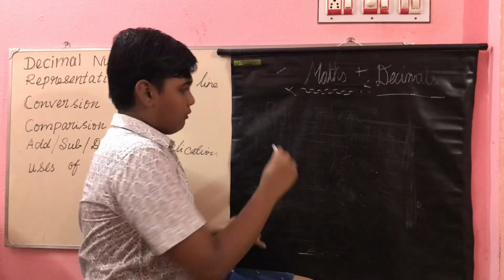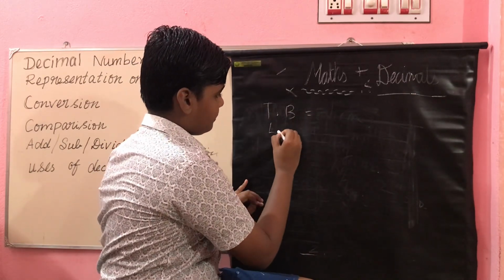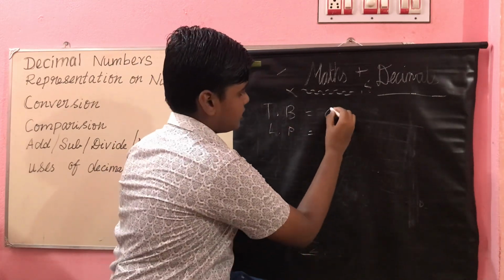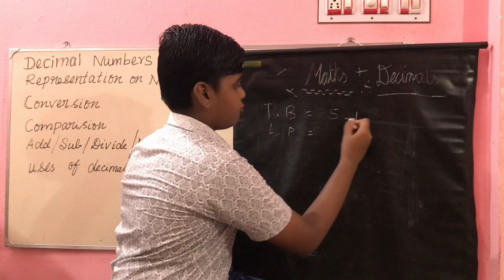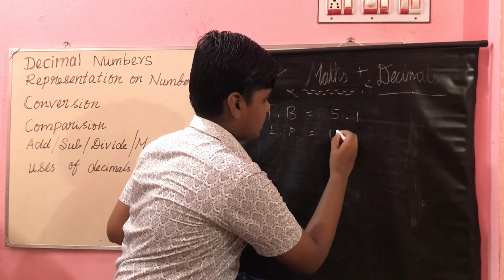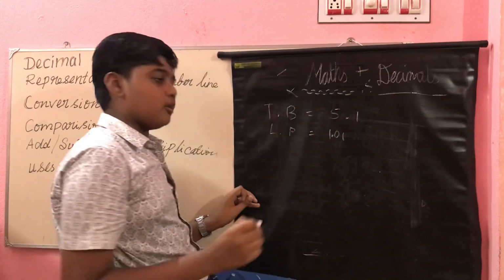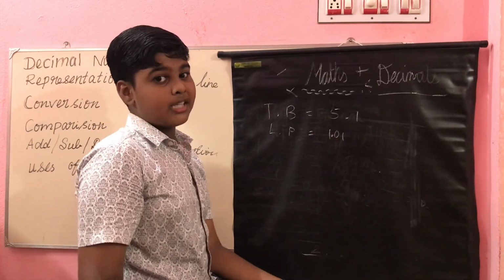So now I'll be writing. This is the teddy bear, and this is the lollipop. For the teddy bear he is spending, I'll take a bigger number, 5.1. For the lollipop he is spending 1.01. So now we need to add. So how can he add? So here comes our friend.